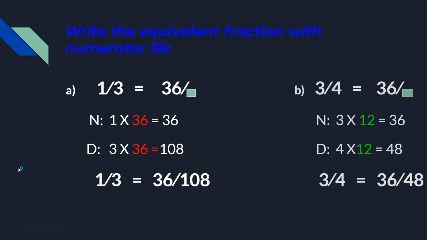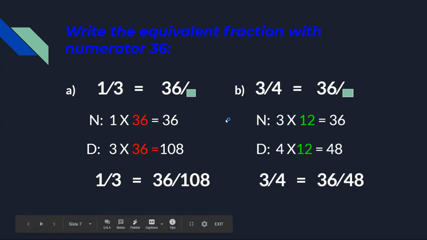The next sum is 3 upon 4 equivalent to 36 upon blank. So the numerator 3 is given, 3 into 12 equals 36. So 12 is multiplied with the numerator. So the same number is multiplied with the denominator and we will find out the blank space. So the denominator is 4 into 12 equals 48. So the answer is 3 upon 4 equals 36 upon 48.